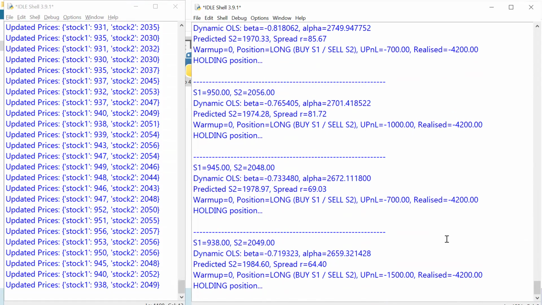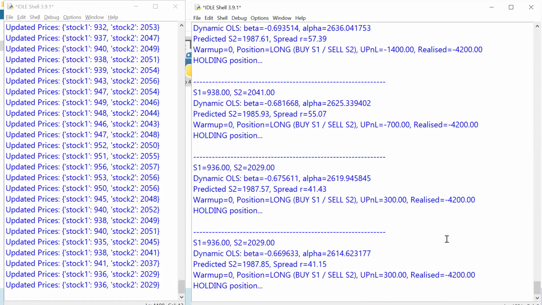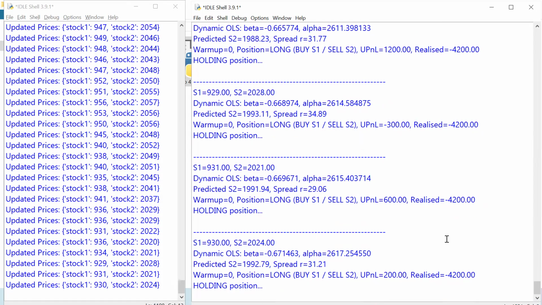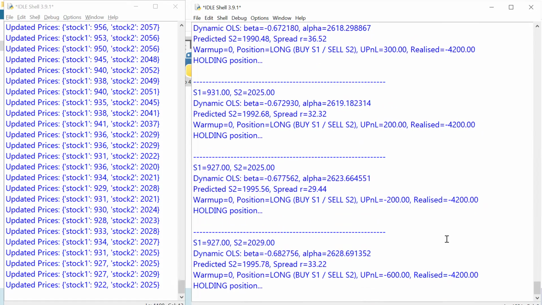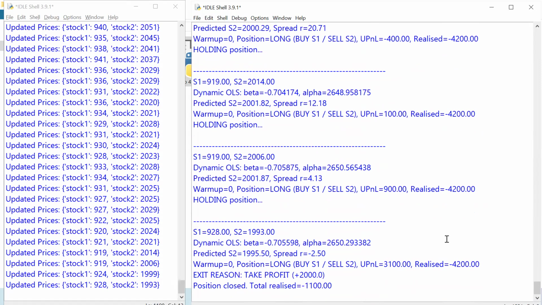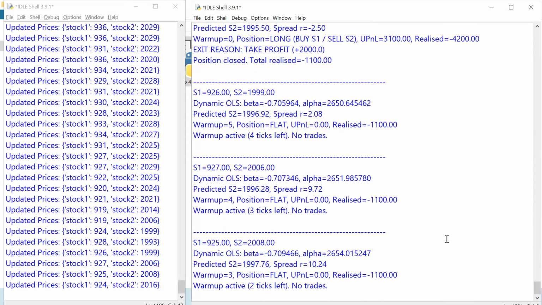You have to keep on running this. I run the algo overnight also, just to check the performance of the algo. This helps us actually understand in a simulation environment so that we can take our actual trade based on it. We are holding one position. Buy S1, sell S2. We got a profit of 2000. We come out of the trade.